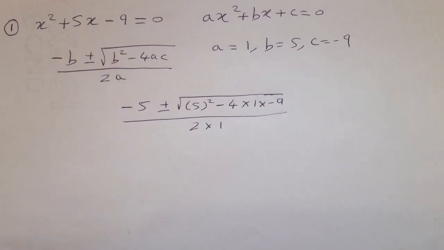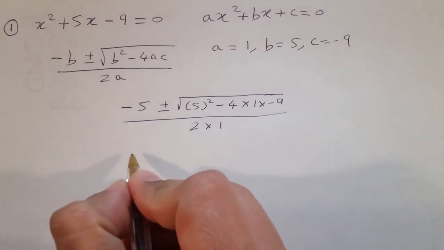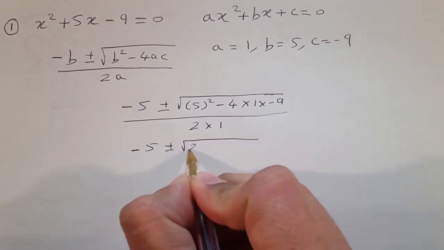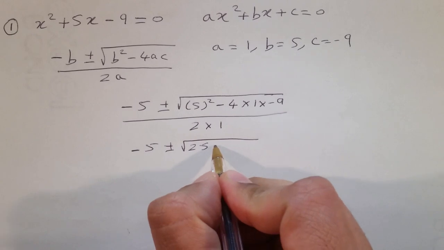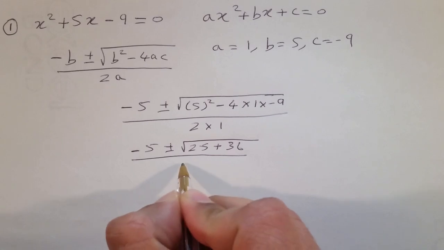First make sure what a, b and c are, then put them in the formula. It's good to always write the formula: minus b plus or minus root b squared minus 4ac over 2a. As you see, I put minus 5 plus or minus root 5 squared minus 4 times 1 times minus 9. Make sure you take the signs properly, over 2a. The next step: minus 5 plus or minus root of 5 squared, which is 25, minus times minus is plus, 9 times 4 is 36, times 1 is 36, whole over 2.